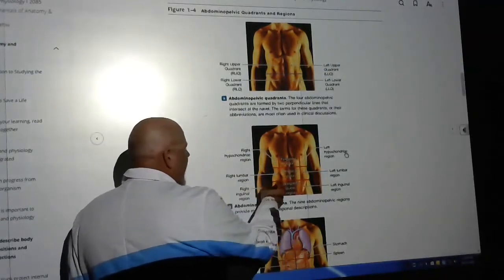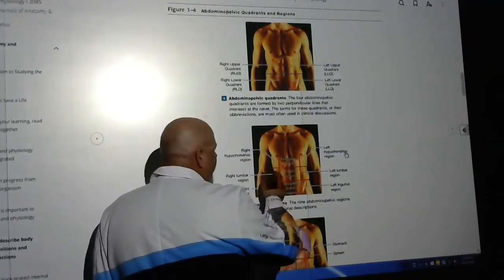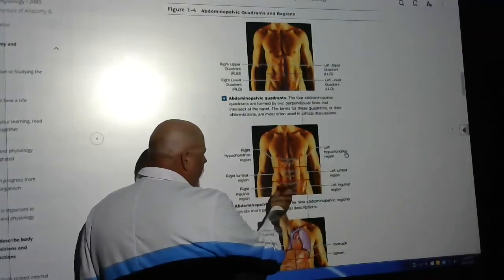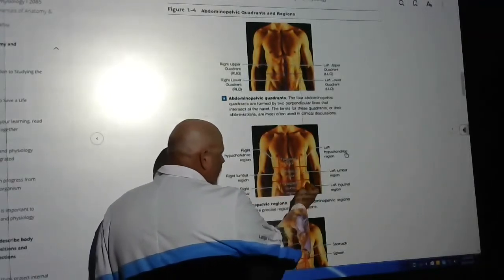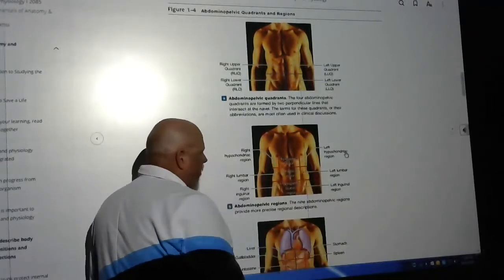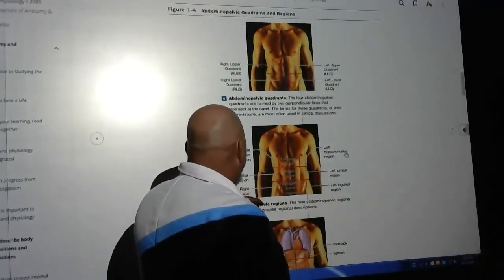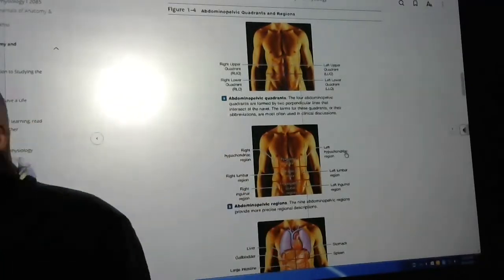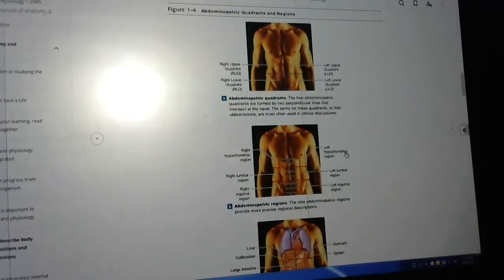Then, if you go around the back side, this is the lumbar region. So this is right, left lumbar region. Inguinal right here, this is the inguinal ligament. This is where we get inguinal hernias. So this is right and left inguinal region. And then, of course, the last one is the umbilical region. Now, what you do need to know is where the organs are associated with that.